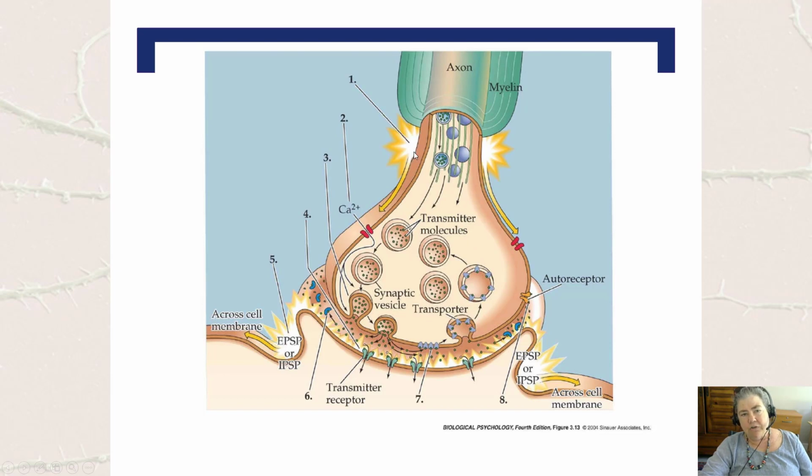We have an action potential reaching the terminal. It opens electrically gated calcium channels, which allow calcium into the cell. Remember that there's a lot of calcium outside the cell and very, very little in the intracellular fluid. That causes the synaptic vesicles to merge with the cell membrane, kind of turning inside out and releasing the neurotransmitters into the synaptic cleft where they interact with receptors.